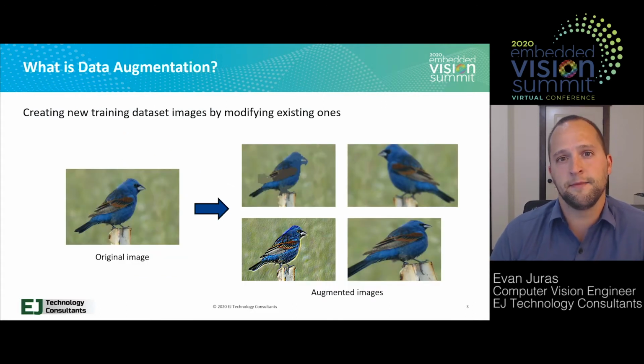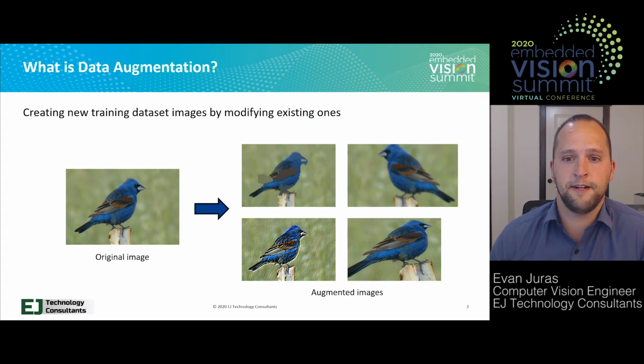So what is data augmentation? Well, it's just creating new images for your training dataset by modifying existing ones. For example, I've got a picture of a blue grosbeak here, and I've augmented it into 4 different images. The examples I've got for augmentation methods are pixel clustering, embossing, perspective transform, and flipping, cropping, and blurring.